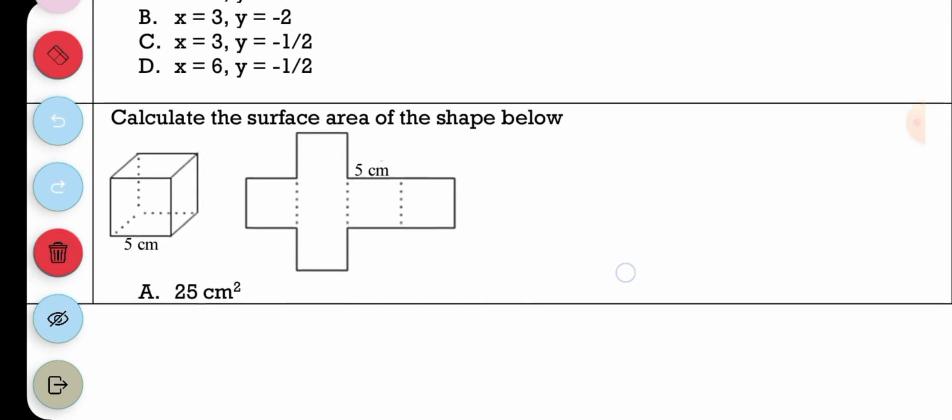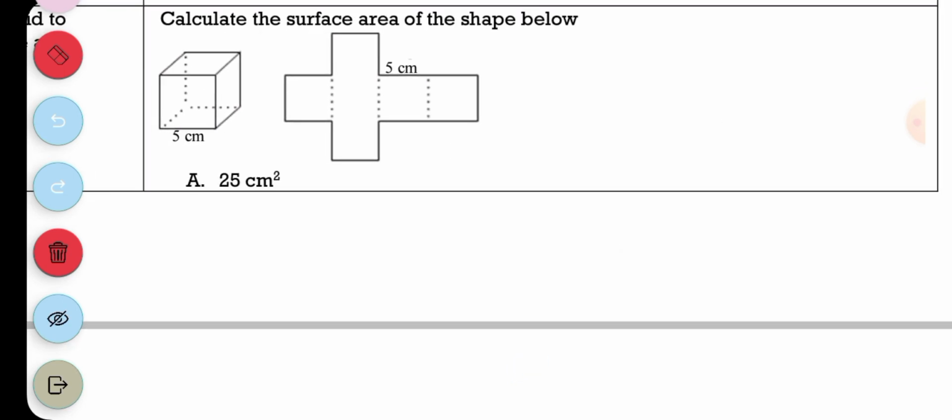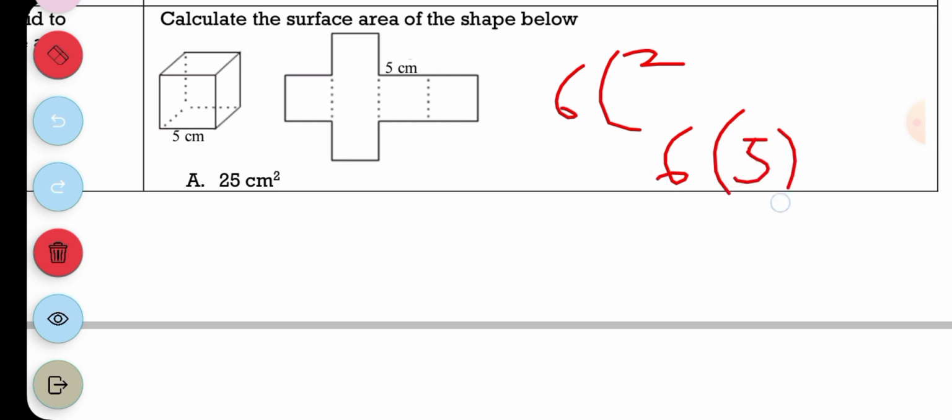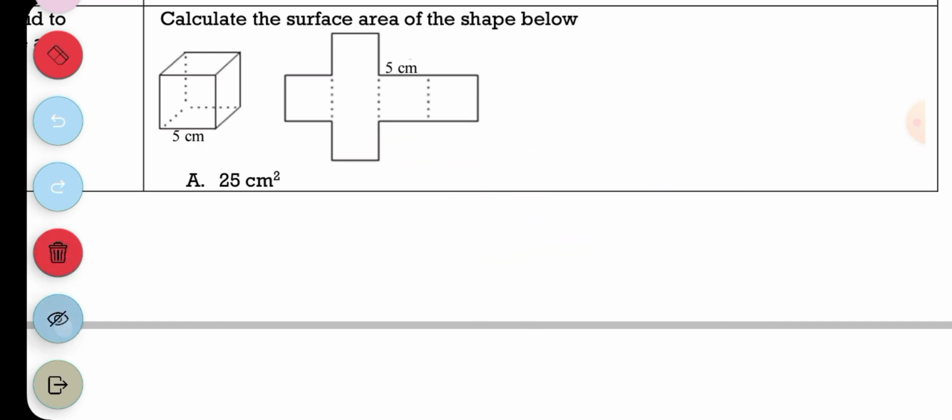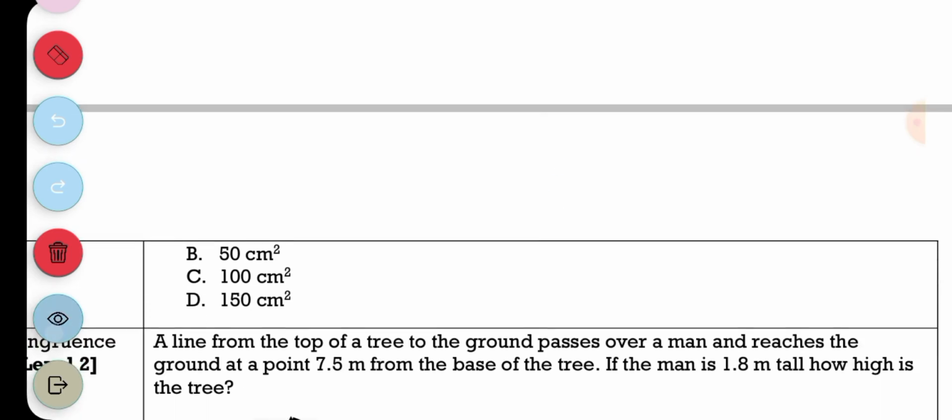The next one, calculate the surface area of the shape below. This is a cube, and the surface area of a cube is 6L squared. 6. Then your L is your length, which is 5. 5 squared is 25. 25 times 6. So that's giving us 150. So answer to this is D.